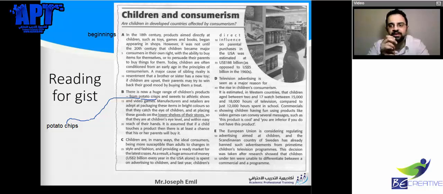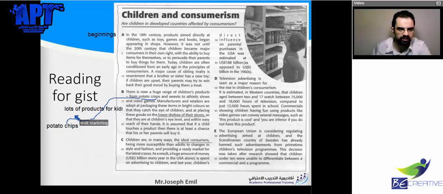It's assumed that children are in many ways the ideal consumers. So for the second one, they're saying that there's a huge range, and so maybe the paragraph is about lots of things for kids or children. Just saying it in short, lots of products for kids. Let's take a look at the next paragraph.